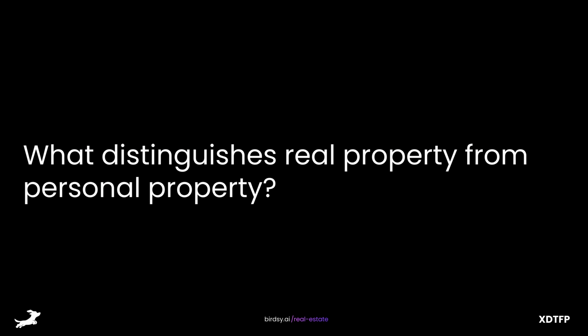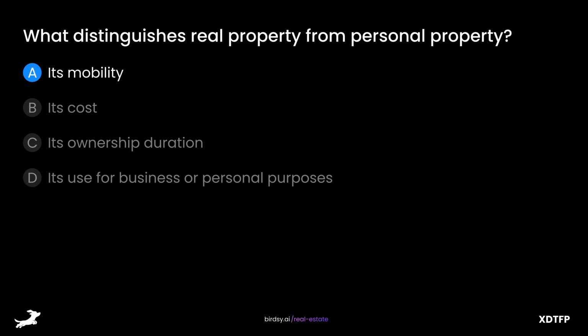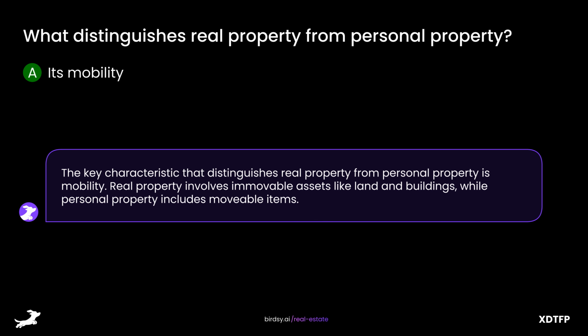What distinguishes real property from personal property? Is it A, its mobility, B, its cost, C, its ownership duration, or D, its use for business or personal purposes? The answer is A, its mobility. The key characteristic that distinguishes real property from personal property is mobility. Real property involves immovable assets like land and buildings, while personal property includes movable items.